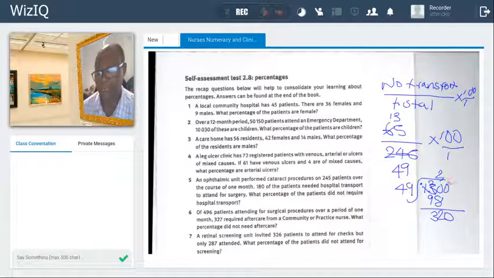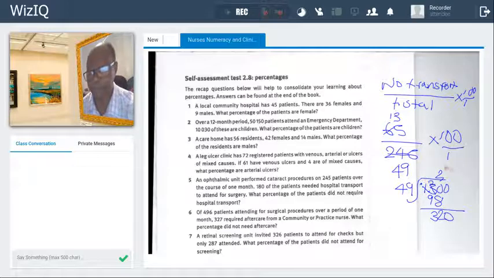Into 320, let's try 9. 9 times 4 is 36. Okay, 9 times 9 is 81, and 9 times 4 is 36, so that's too big. Let's try 7. 7 times 9, 63. 7 times 4, 28. 28 plus 3 is going to be 31.